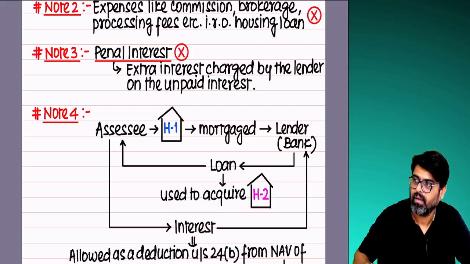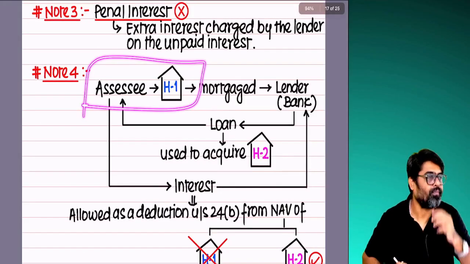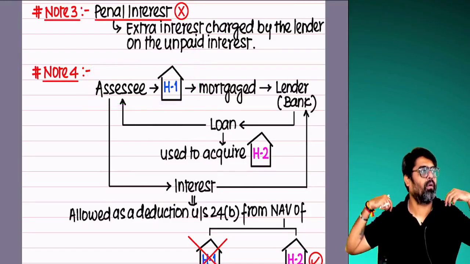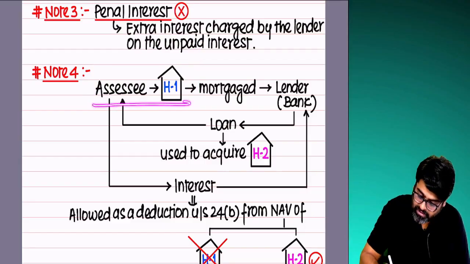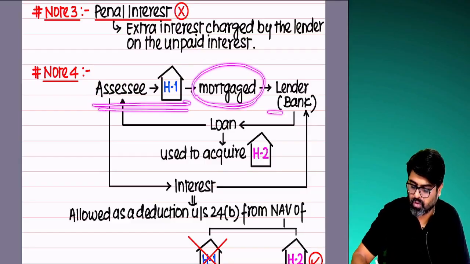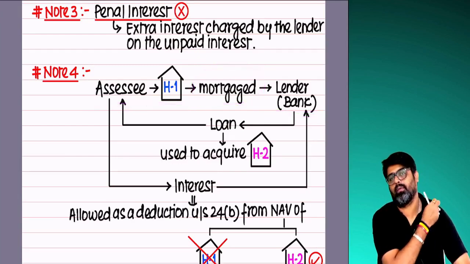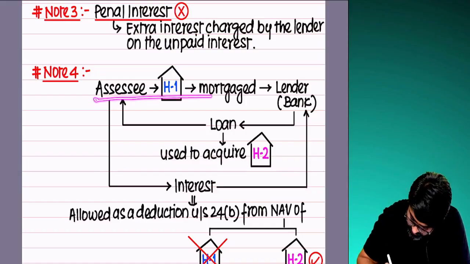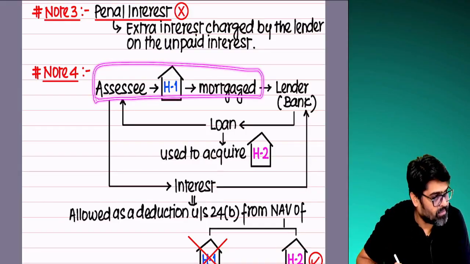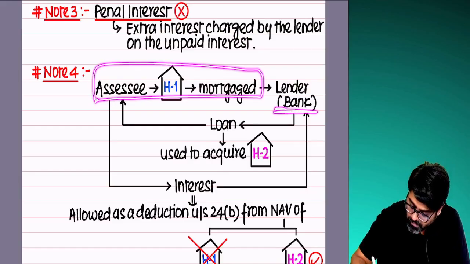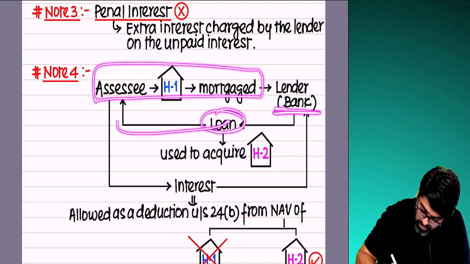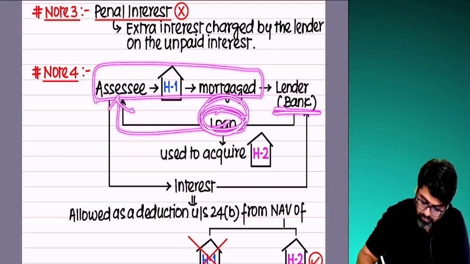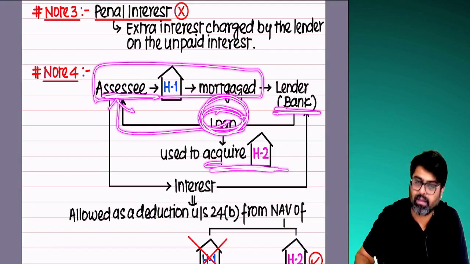Will you remember? Now, see, assessee has house 1. For example, this house 1 he is having in Hyderabad. Now, this Hyderabad house, he has mortgaged to a bank to get a loan. So the assessee mortgages his Hyderabad property H1 to the bank, and the bank is giving him a loan. Getting my point? Now by using this loan, the assessee is acquiring another house.